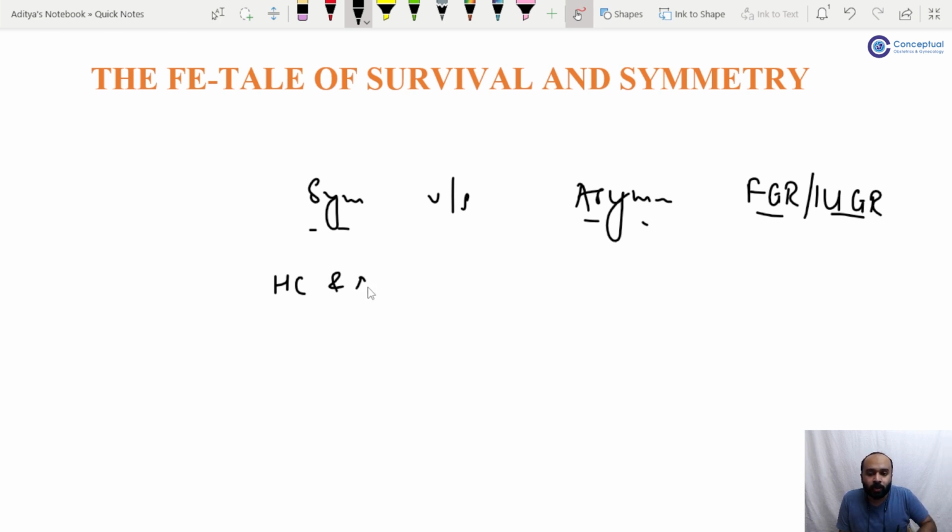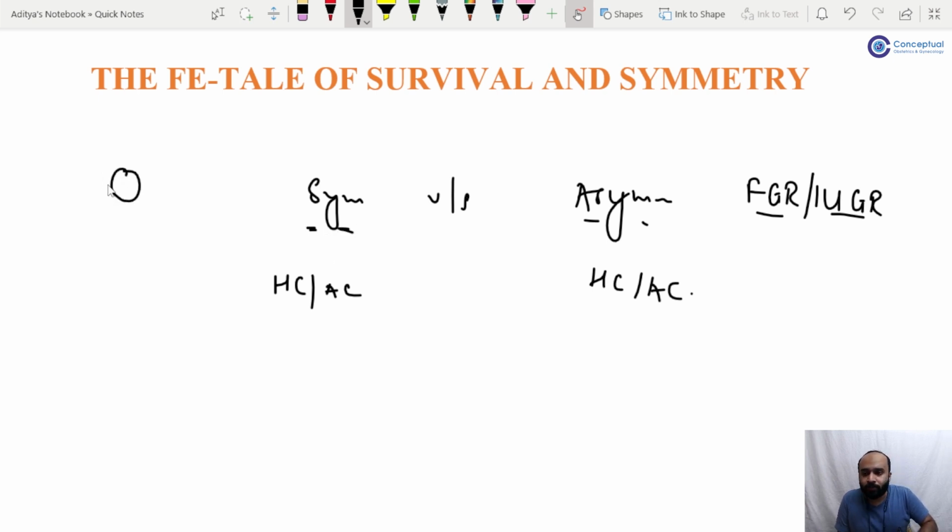The ratio of head circumference and abdominal circumference. So, this ratio, very important. Now, whenever this ratio is almost equal, that is, the head circumference and the abdominal circumference are fairly similar, that is when I would call it that the baby is in symmetry.